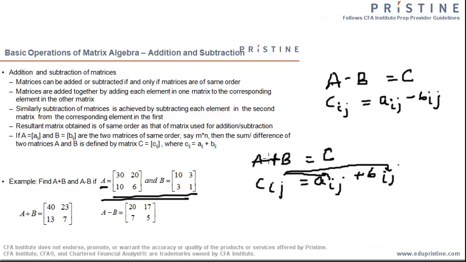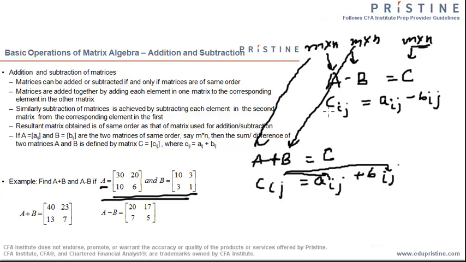It must be noted that for addition and subtraction to be performed, the two matrices should be of the same order. So if it is an m cross n matrix, this should be an m cross n matrix as well, and the resulting matrix is m cross n as well. Same is true for subtraction. So this is a 2 cross 2 matrix and this is a 2 cross 2 matrix as well. So addition and subtraction can definitely be performed, and that is what we are required to do.